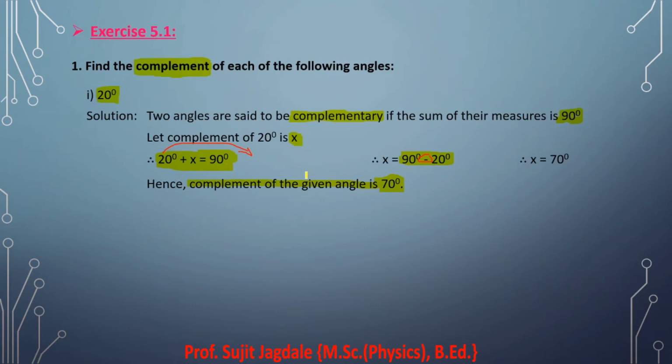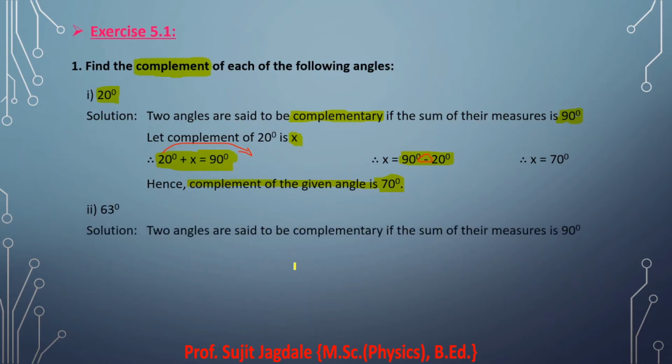Now in a similar way we have to solve the second example. The second angle is 63 degrees. Again, two angles are said to be complementary if their sum is 90 degrees; only then are they referred to as complementary angles. Now again we consider the unknown complement. So the complement of 63 degrees is going to be x.